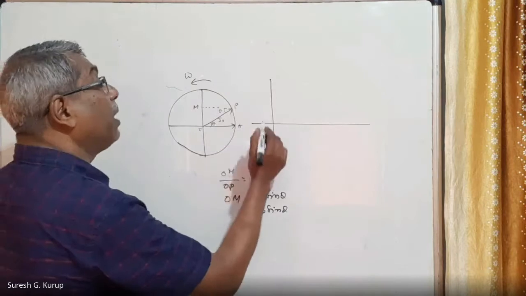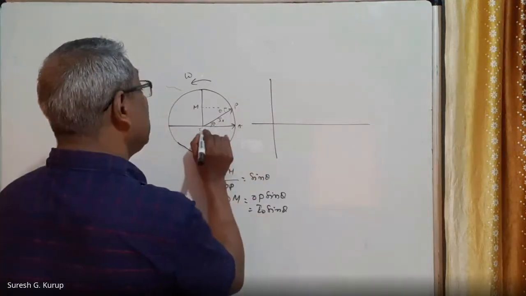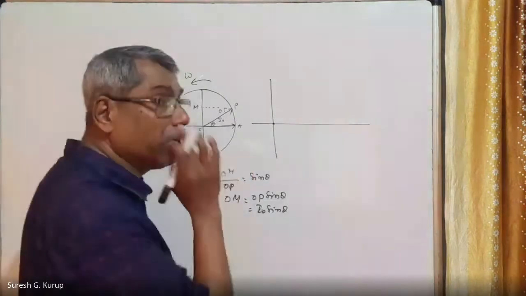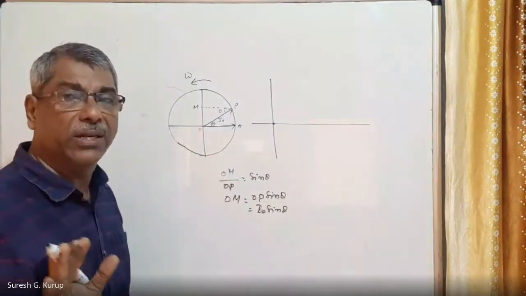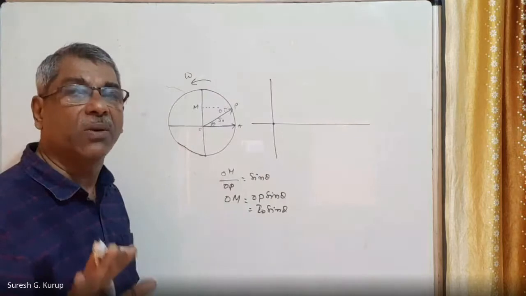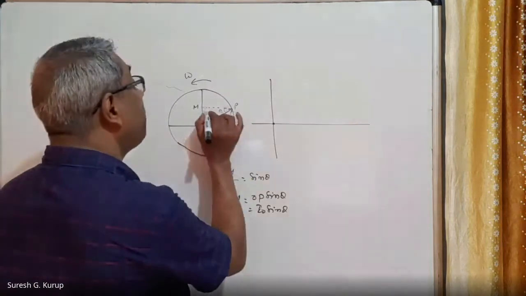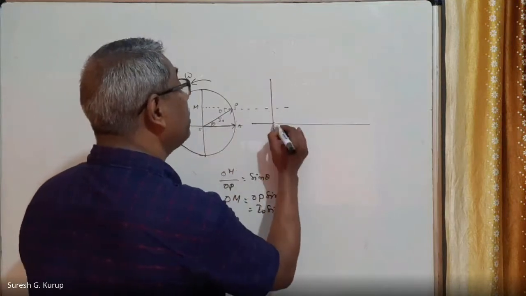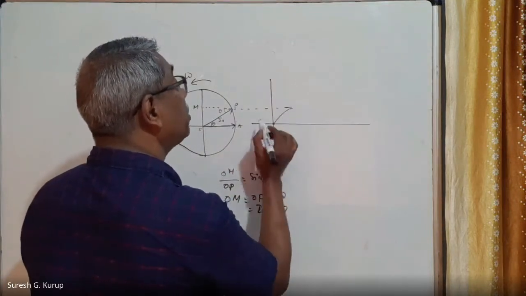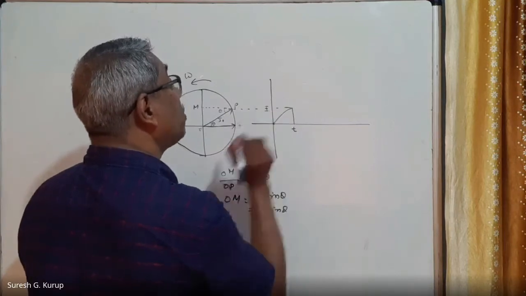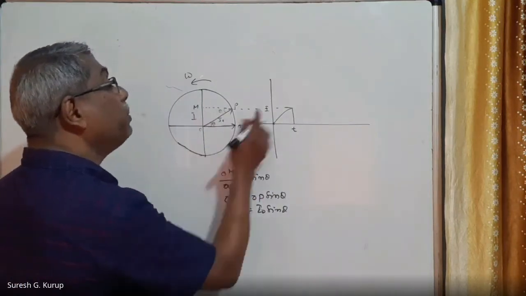Suppose that the phasor is in this position initially. That means the instantaneous current is equal to 0, at t equal to 0. Instantaneous current I is also equal to 0. As the phasor goes up, then what happens? This curve goes like this up to this. What is the value of this at any instant t? This is what is called I. So OM is equal to I.